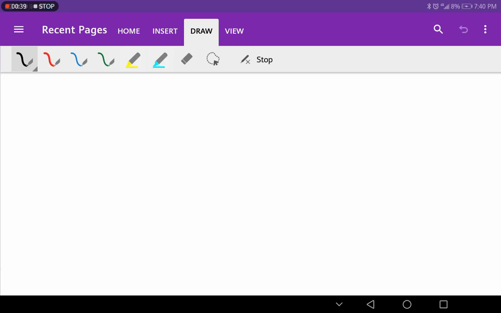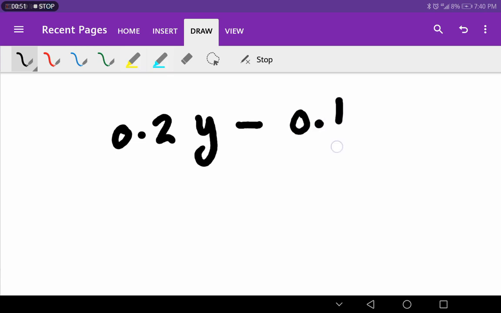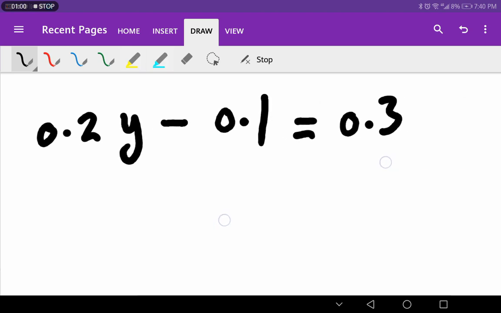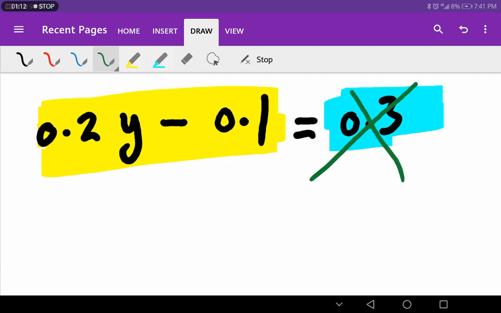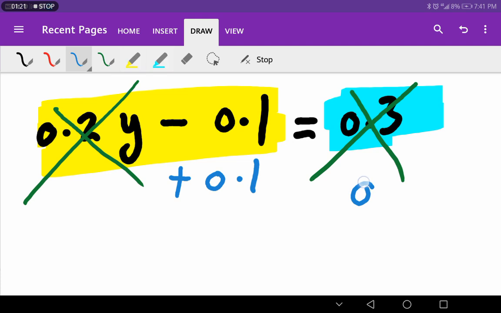If we have an equation like this, for example, 0.2y minus 0.1 equals 0.3, how can we solve this, my dear student? As you know, we have the left side and right side. We ignore this because it has no variable on this side, and we ignore the coefficient. So what we have to do is add 1/10 here and 1/10 here.